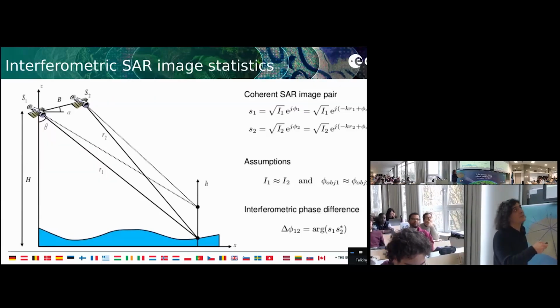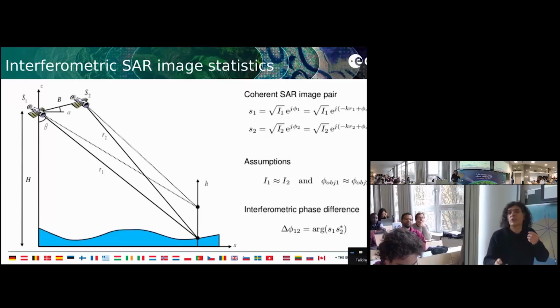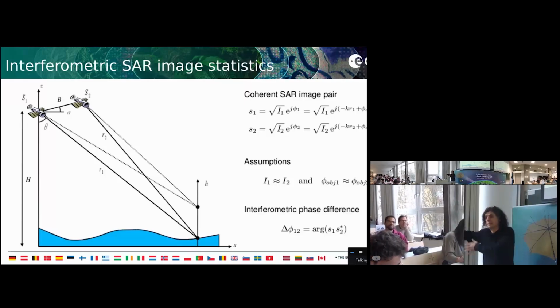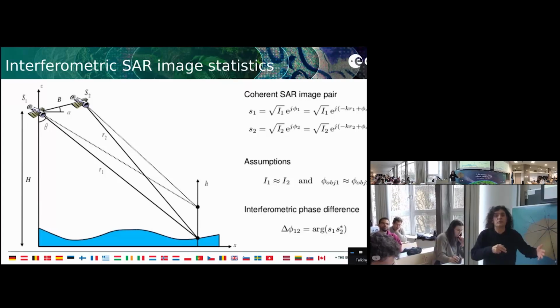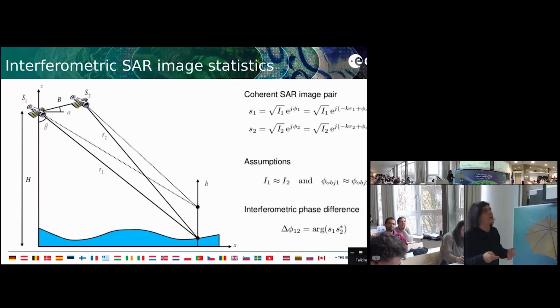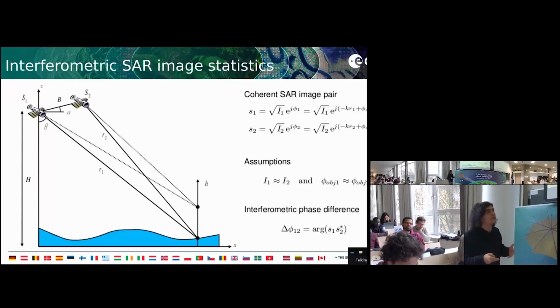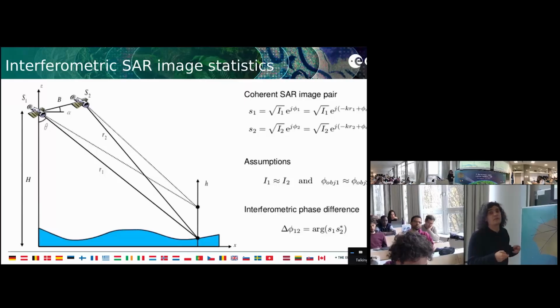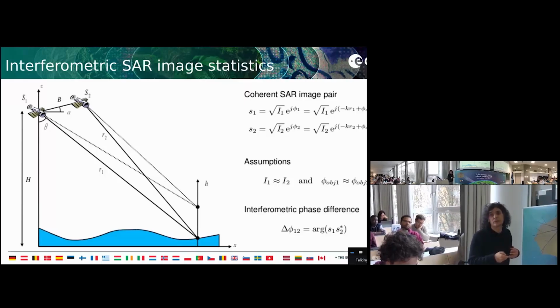But if, let's say, the phase of the object changes from one acquisition to the other, there is no way we can say, oh, this is due to the object, this is not due to my geometry, and it will affect my interpretation of the change of the path. And so the hypothesis of SAR interferometry is that the phase of the object remains constant between two acquisitions.